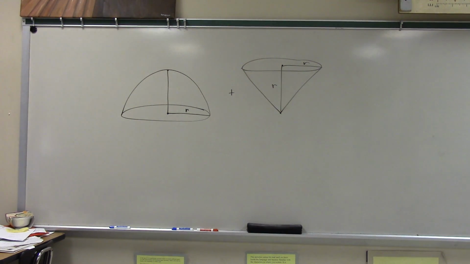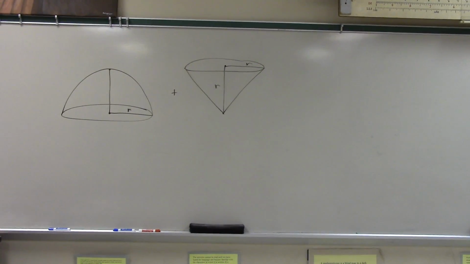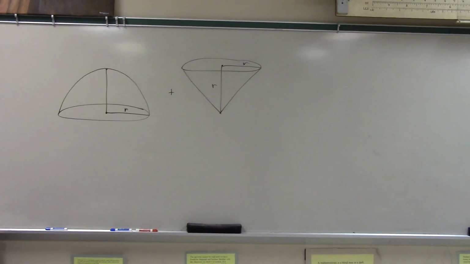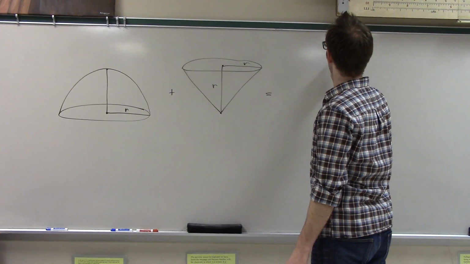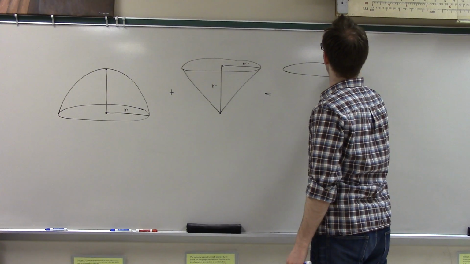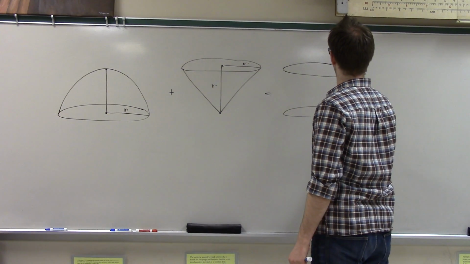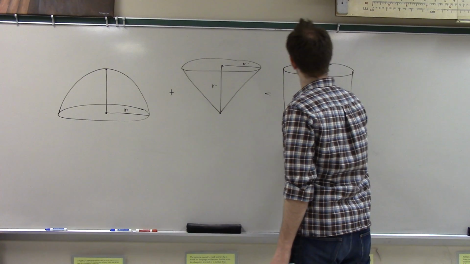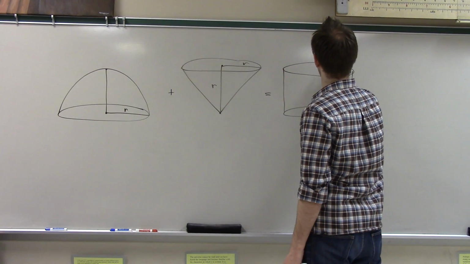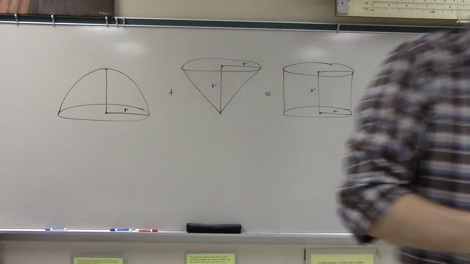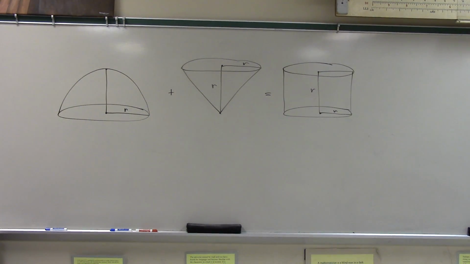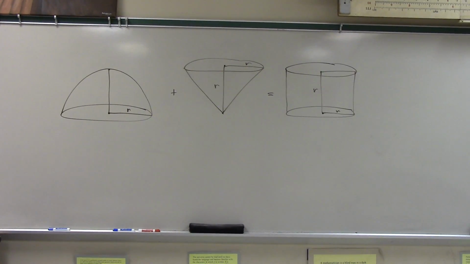All right, and the shocking fact about these figures, if you've never seen this before, is that if you add up their areas or their volumes, what you get is the volume of the cylinder with radius r and height r. Okay, and it kind of looks right in some way, right? I mean, the hemisphere is missing some stuff on the top, and the cone sort of fills in the gap.